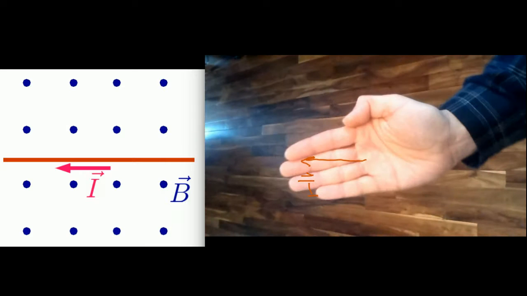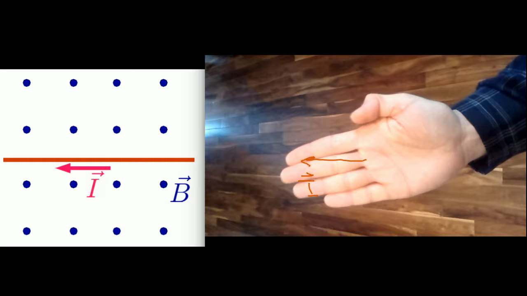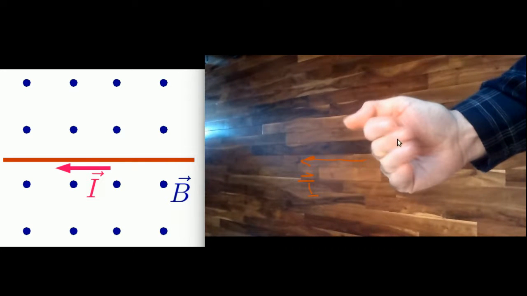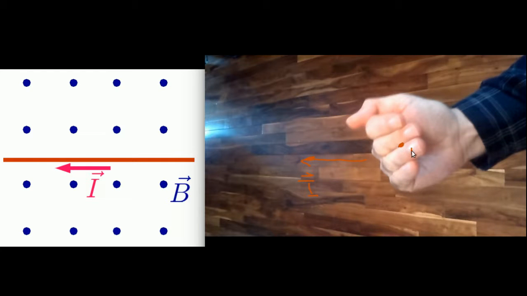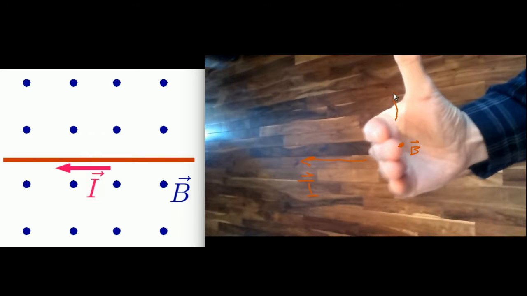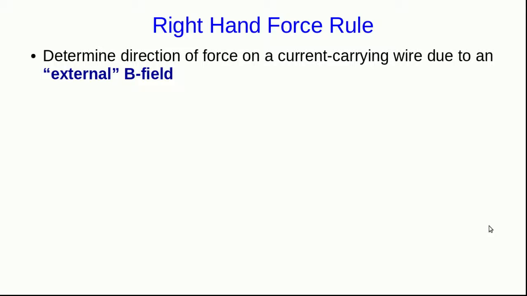So to do so, you have to turn your hand so that your palm faces in the direction of the magnetic field, keeping your fingers pointed in the direction of the current. Now curl your fingers and they point in the direction of the magnetic field, or in this case, out of the screen. Now if you simply raise your thumb, it points in the direction of the magnetic force that will be exerted on the wire. So let me go over that right hand rule again.